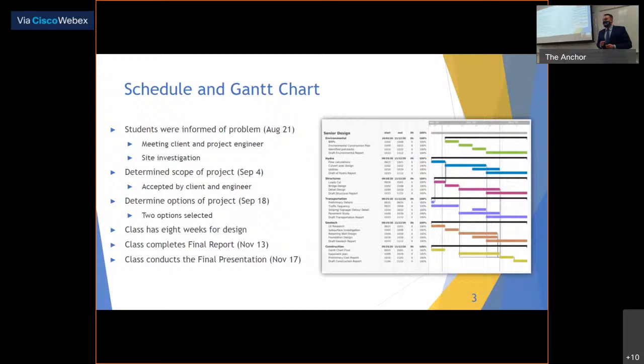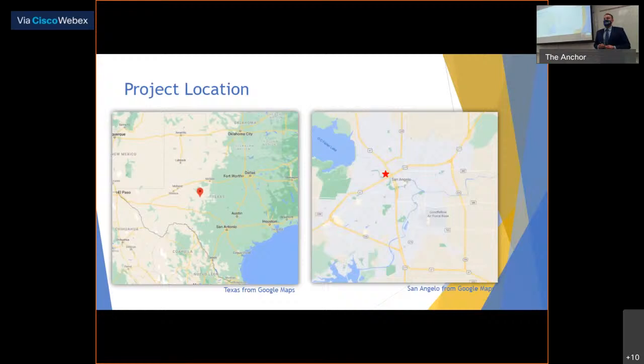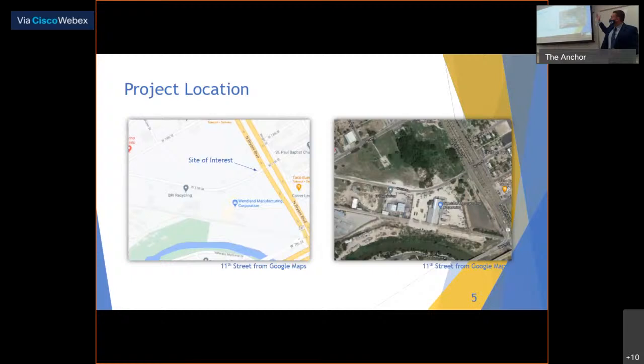Let's start with the project. The project itself is actually here in San Angelo, and you'll notice it's north of Loop 306 and to the west of Highway 87. We're going to be looking at 11th Street specifically, and the area of interest runs from the entrance at Highway 87 about 750 feet inwards towards Wendland Manufacturing, who is our client.